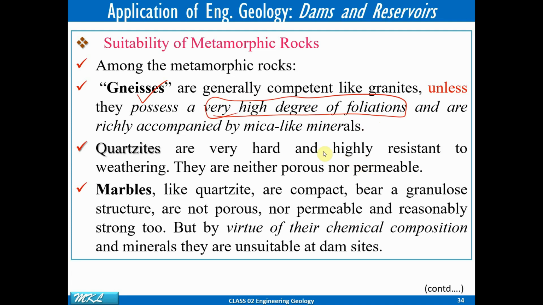So when it contains a very high degree of foliation and is richly accompanied by mica like minerals, since mica is a foliated mineral with a foliation structure, you will be avoiding high degree of foliation and mica like minerals. Otherwise gneiss is good, competent like the granite. In case of quartzite, as you know, it's very hard and highly resistant to weathering. You might have seen quartzite in your neighborhood, if you live in a village.